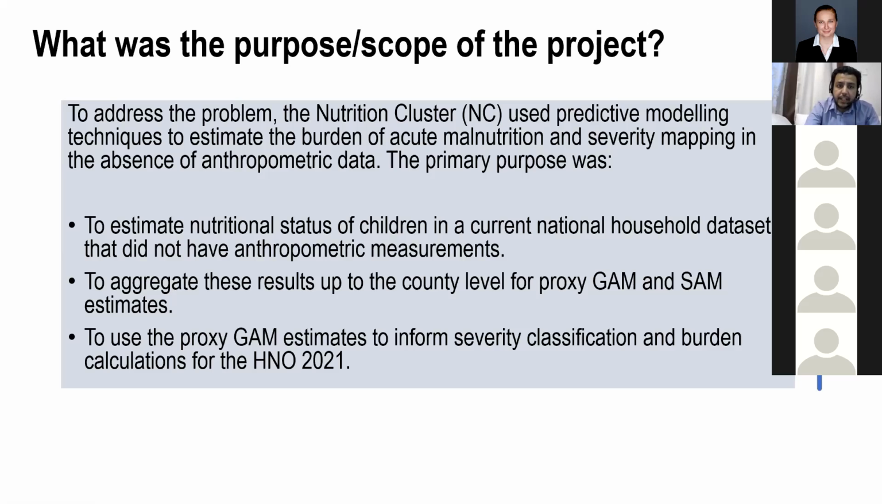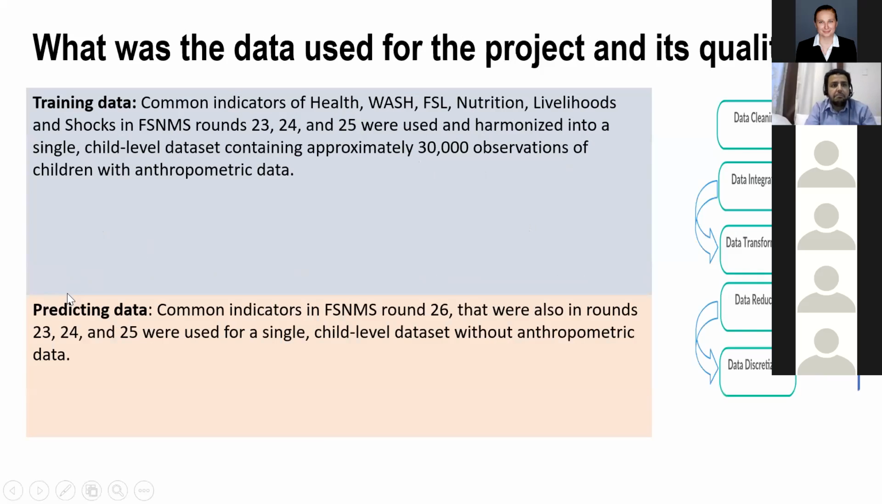What kind of data was available to us? This is FSNMS. The current round was round 26. We have been collecting information since round 21, but unfortunately the information we collected in round 26 did not exist in rounds prior to 23. It was only available in rounds 25, 24, and 23.